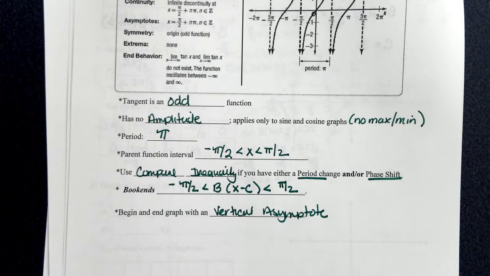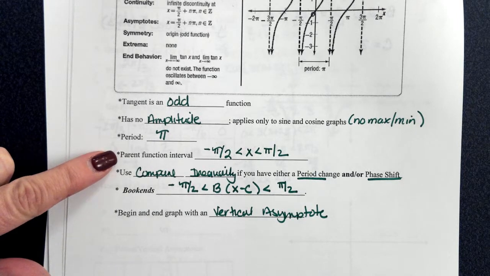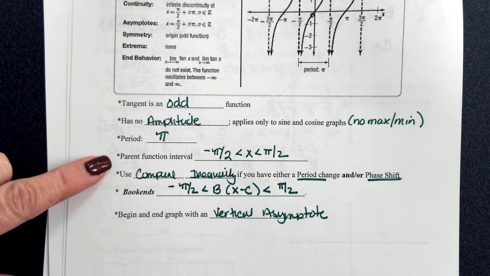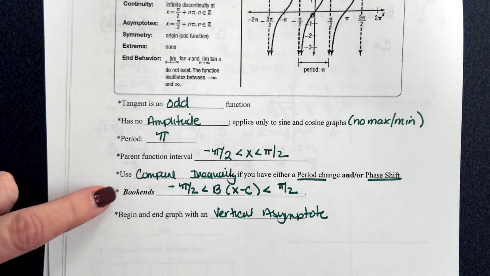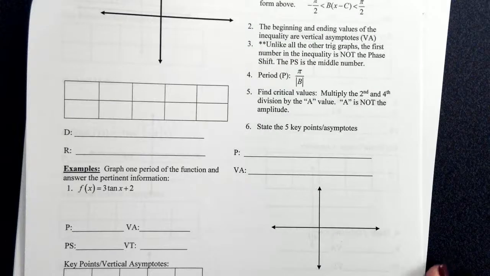So some changes in what you're used to with sine, cosine, secant, and cosecant. Big thing is period is pi, and again, your parent function intervals are no longer starting from 0 to 2 pi. It's going to go from negative pi over 2 to pi over 2. All right, and again, your inequality, this is a must. All right, so let's take a look at the parent function here.